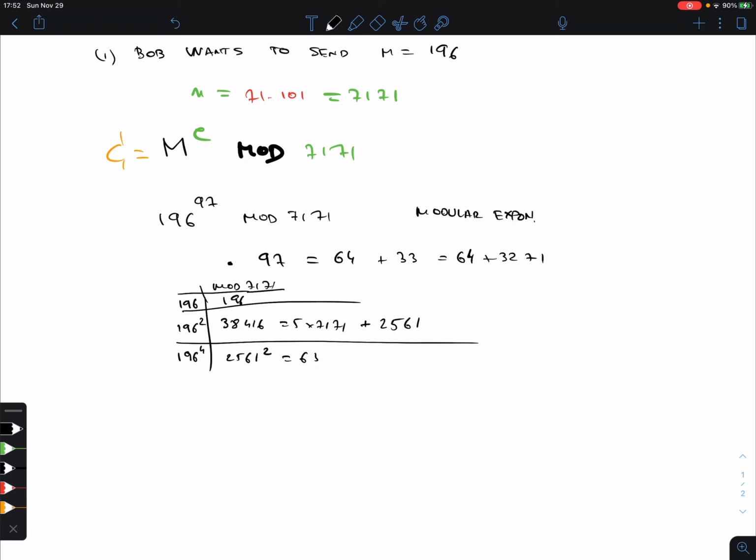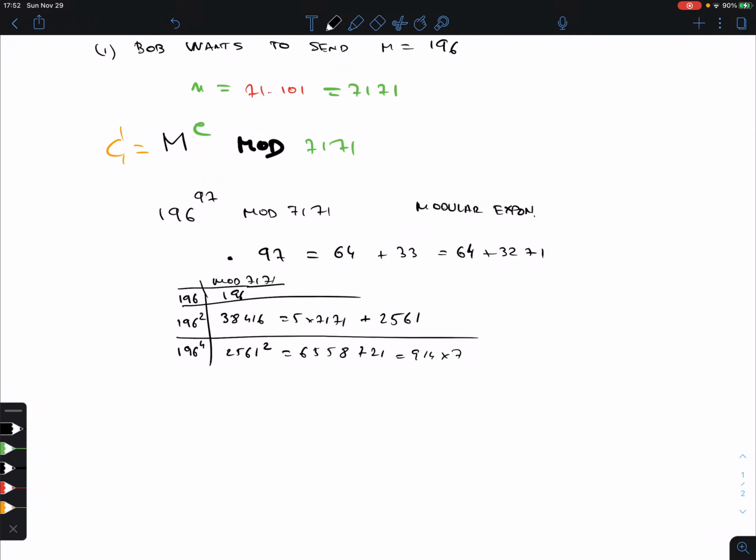Okay, right? Then we square again, which means that we're going to square this guy. That is 6558721 divided by 7171. That is 914 times 7171. Then subtract from 6558721, that is remainder 4427. All right, so we square this one more time.